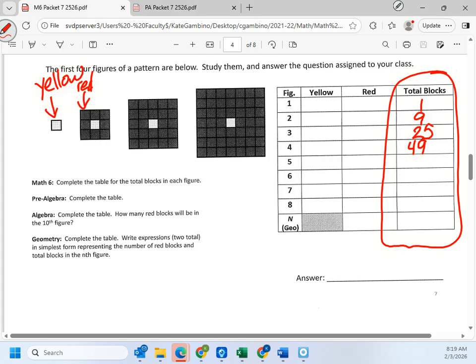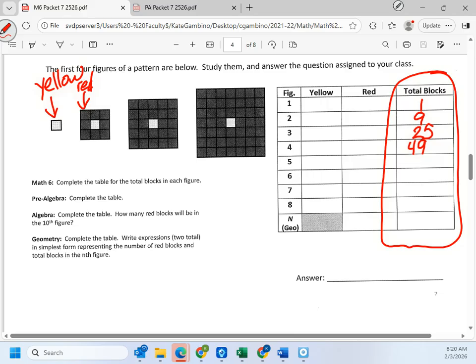Does anybody remember what my favorite numbers are that I said we might see a lot of in these patterns? What are my favorite numbers, Avery? Nice. Rhoda? Squares. Perfect squares. I love perfect squares. Look at these numbers. Can we figure out what they're squares of?